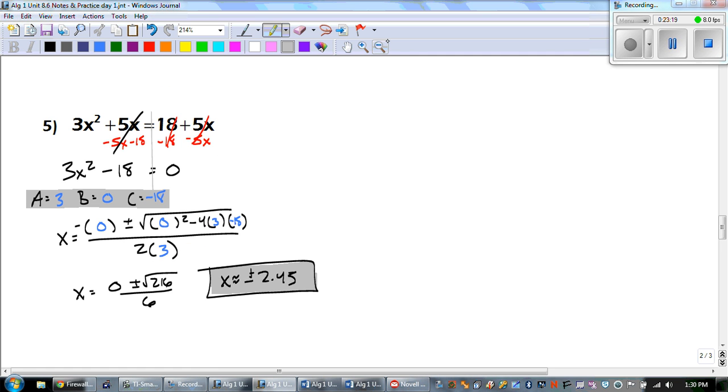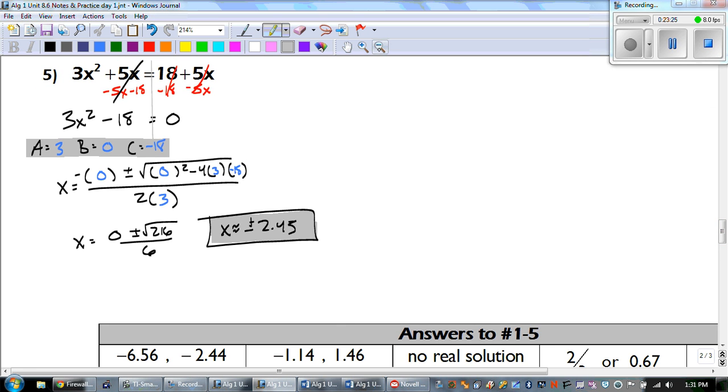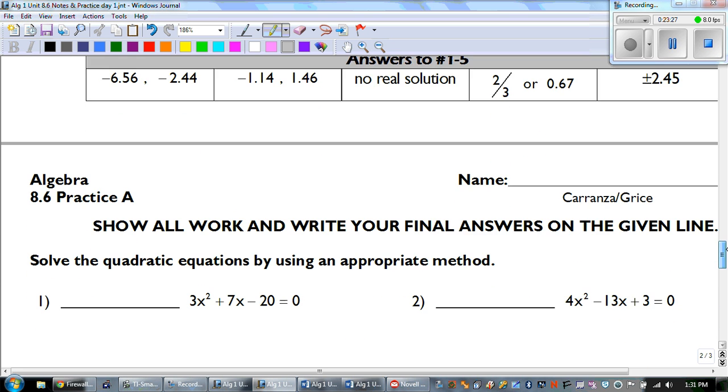Okay, so if you can't tell or not, my class is starting to come in, and that is the end of the notes for today. Remember, your homework is 8.6 Practice A.